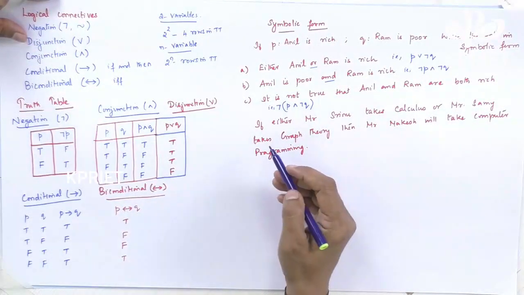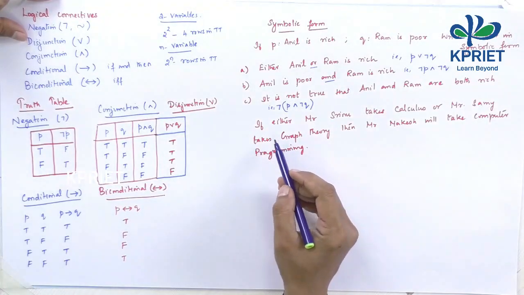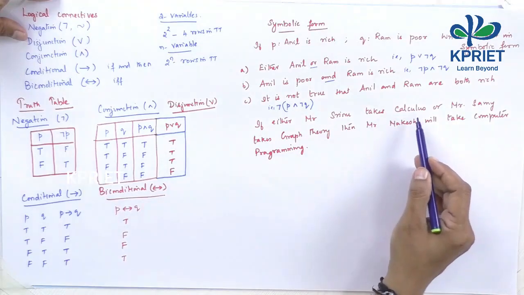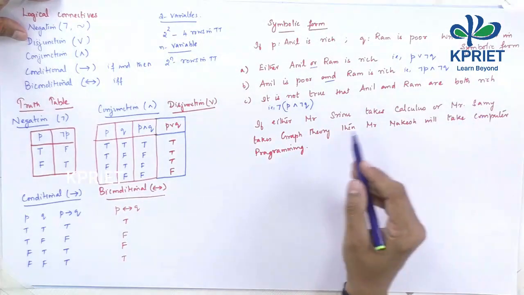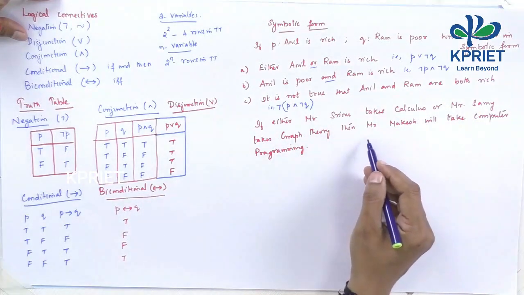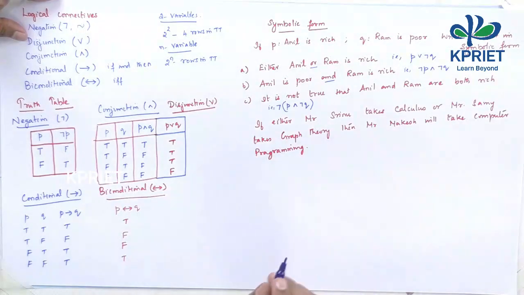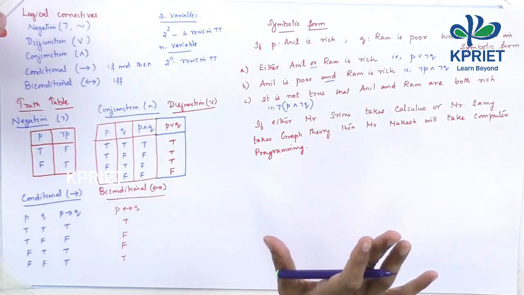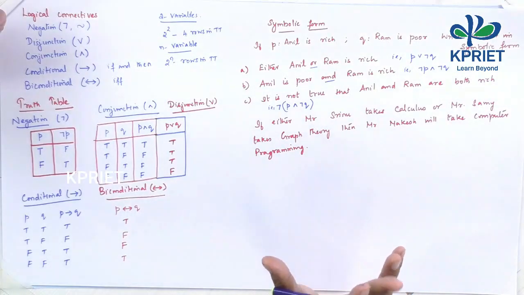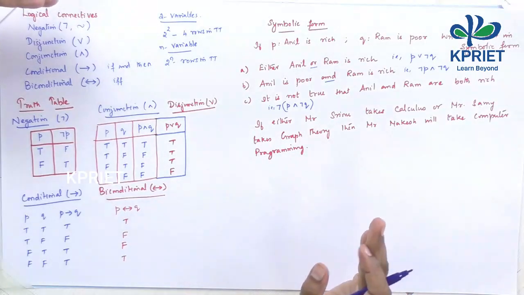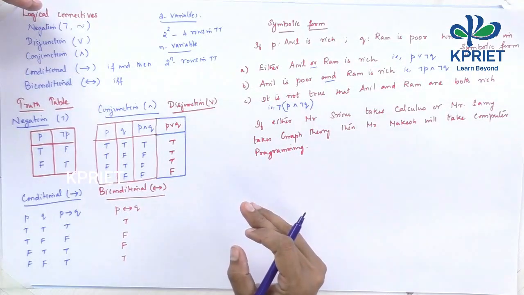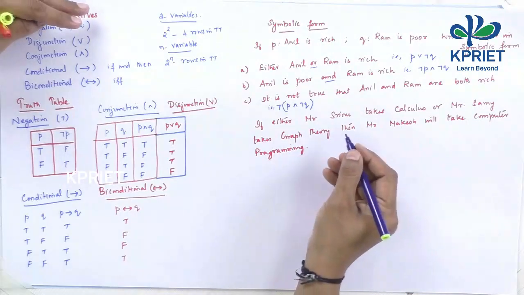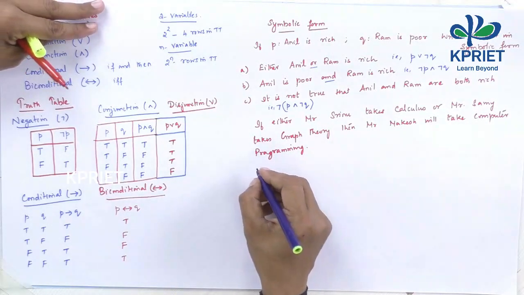Next, again you see here another example. What it says is that if either Mr. Srinu takes calculus or Mr. Sami takes graph theory, then Mr. Magesh will take computer programming. So the first thing we will have to do is that once a statement is given, we will have to identify the keywords, assign the variables to the identified keywords, and then represent it in a symbolic form. So what are all the keywords we have here?